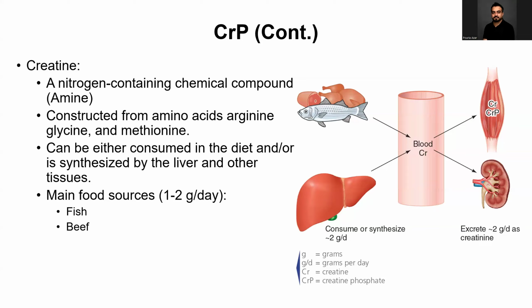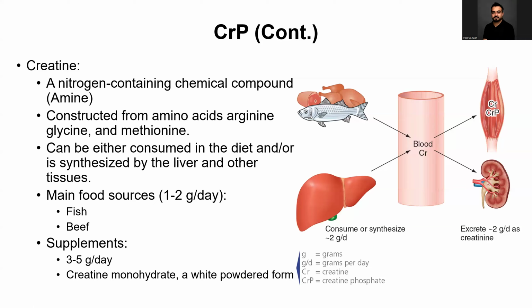And we excrete creatine by the kidneys, again 2 grams per day. That's excreted as creatinine. So the kidney converts creatine to creatinine and excretes that. And it's about 2 grams per day. And the creatine in blood can also be taken up by muscle to create creatine phosphate for future use.